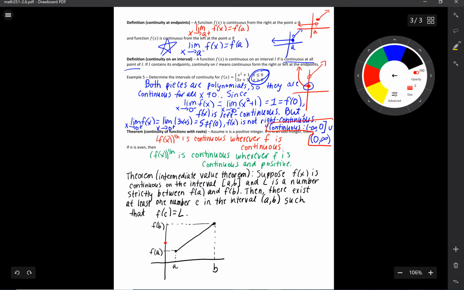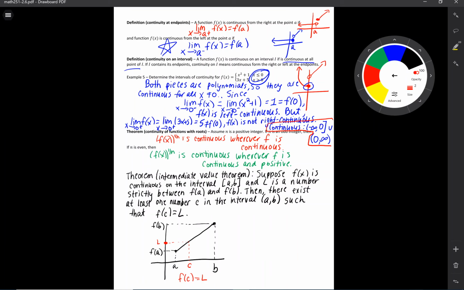Say I pick this point here. Because this is strictly between f of a and f of b, I am guaranteed to have a point c here such that f of c equals this number L. That is what this intermediate value theorem says. If I pick any number strictly between f of a and f of b, then there is an x value between a and b such that the function evaluated at that x value equals L.